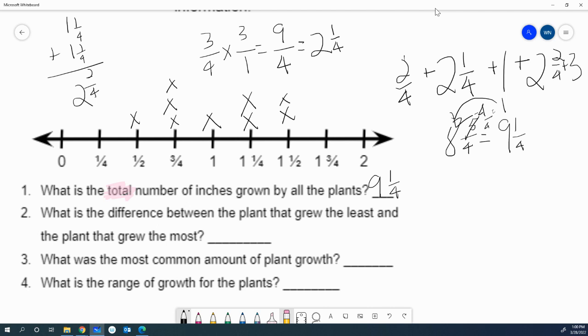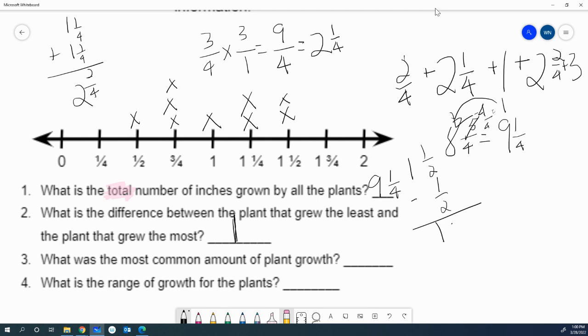What is the difference between the plant that grew the least and the plant that grew the most? So we're going to take a look at our plants here. We've got 1/2 is our least amount, and 1 1/2 is our most. So 1 1/2 minus 1/2. As you can see, 1/2 minus 1/2 is nothing. 1 minus 0 is 1. So our answer there is 1.